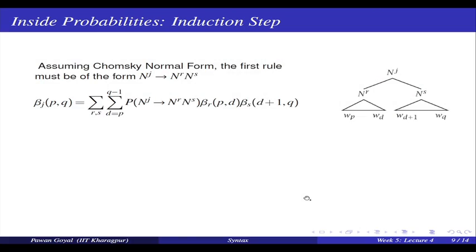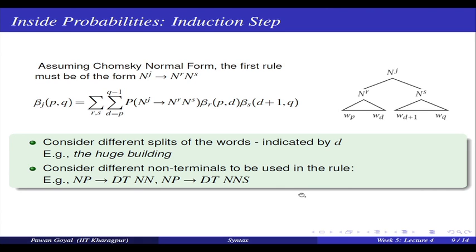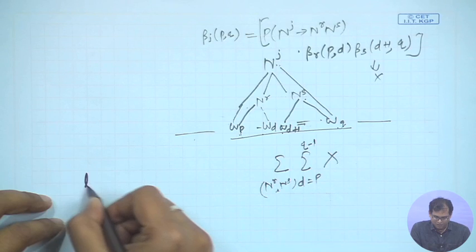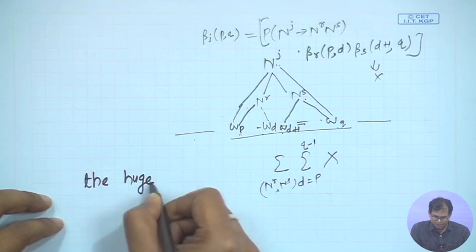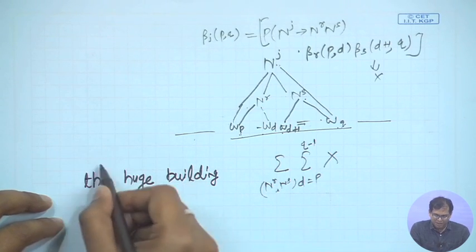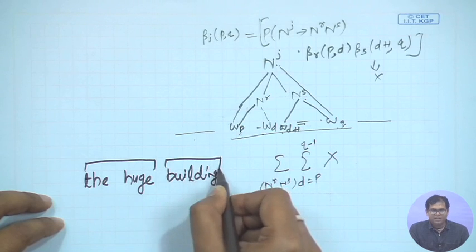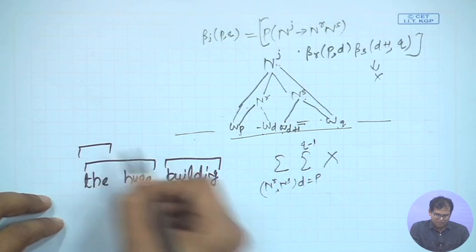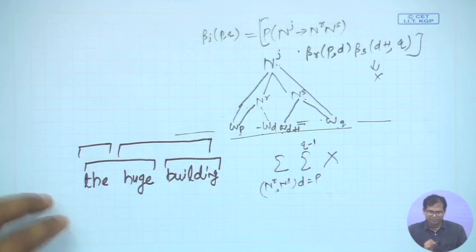So, this is my inductive step. Now, what do I mean by parameterization over all possible R, S and all possible D? Take the simple phrase, the huge building. By variation of D, I mean whether I am composing it from "the huge" and "building", or from "the" and "huge building". Two possible values of D.